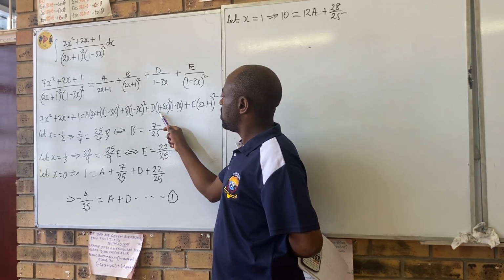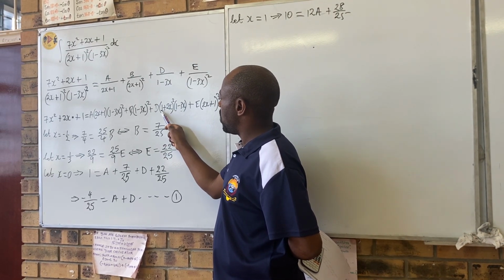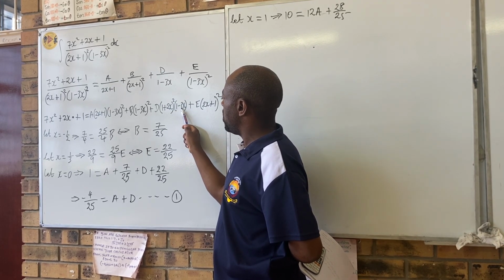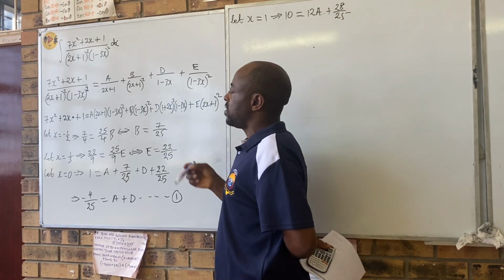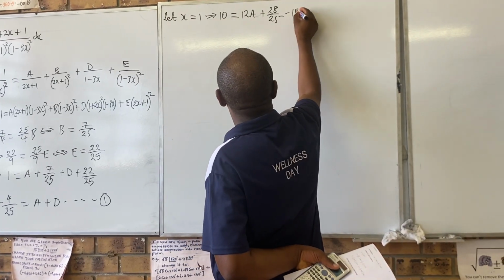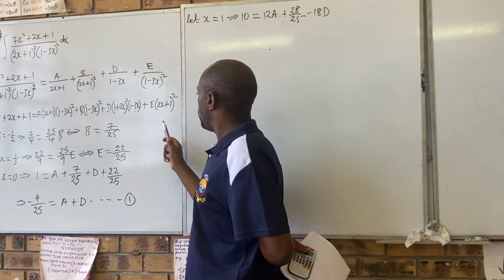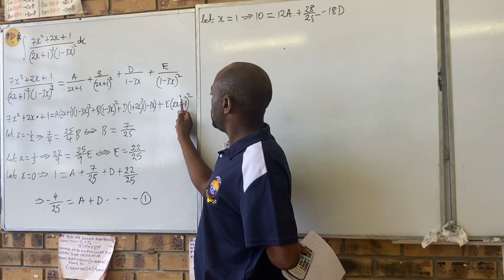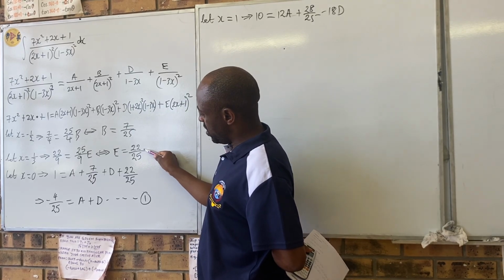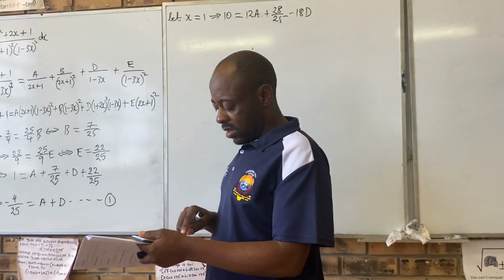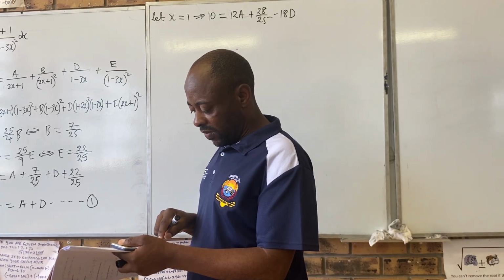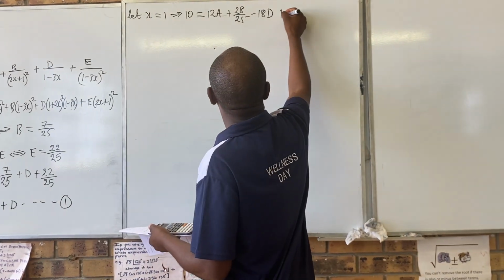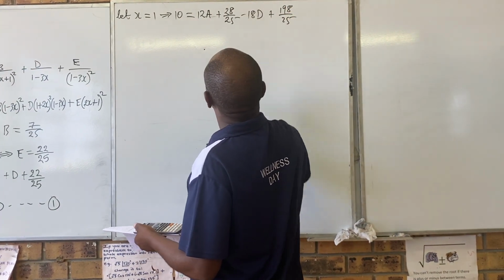Then if we put 1 where there is d, put 1 here, 1 plus 2 is 3, 3 squared is 9. 1 here, we get 1 minus 3 is negative 2. Negative 2 times 9 is negative 18d. Then if you put 1 here, you see 2 plus 1 is 3. 3 squared is 9. 9 times e. What is our e? It is this one. So I just need to take 22 on 25, then I multiply that by 9. That gives me 198 on 25.